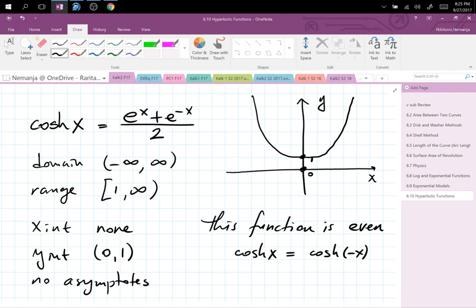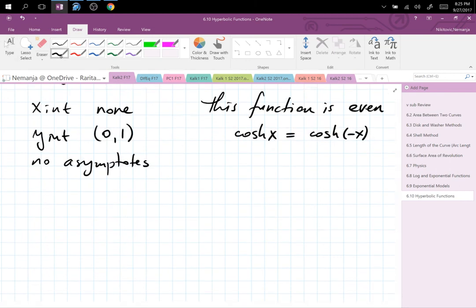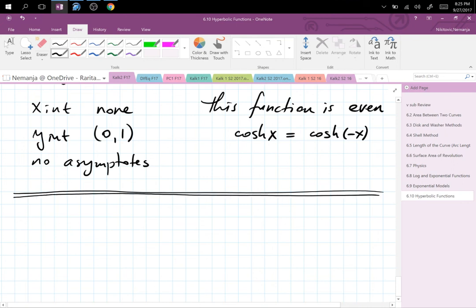So the last part, which is the second part of this lecture, is calculus of hyperbolic functions.